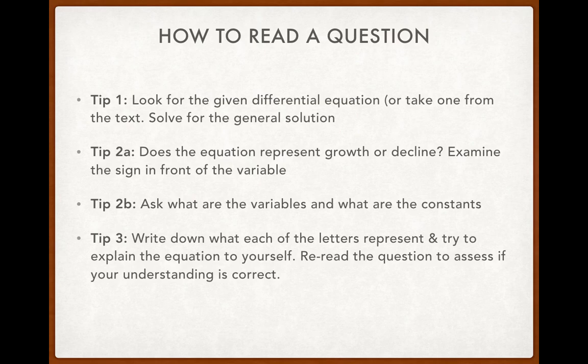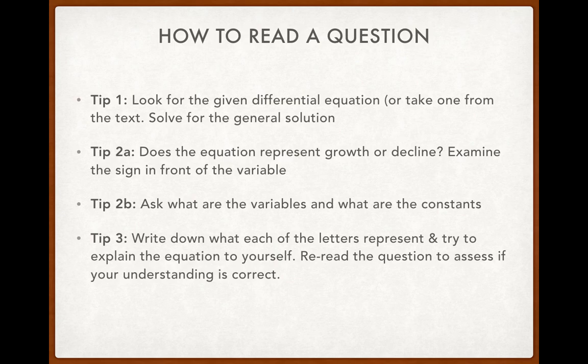Once you have those, then I'd be looking at the variables and I'd be identifying, do the variables represent growth or decline? So for example, if you had dx/dt as your derivative, the thing on top, the x, that's the variable I would be looking at on the right hand side. If it's got a plus in front of it, it represents an increase, and if it's got a minus, it represents a decrease.